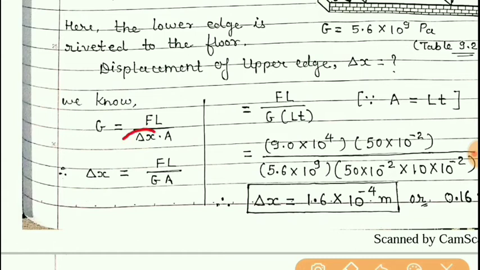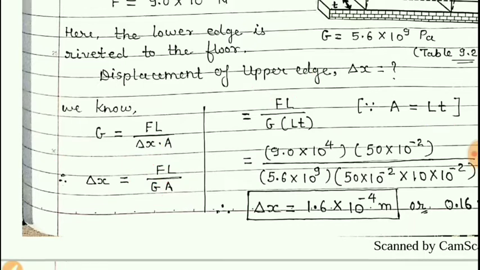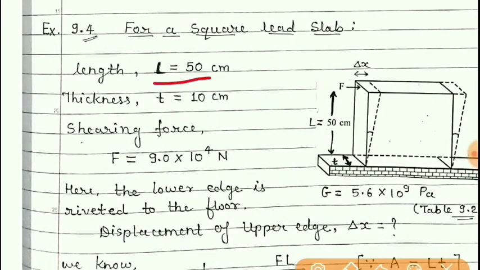Now just make delta x the subject in the above equation. You will get FL upon GA. Force is given, length is also given, G is also given, but cross sectional area is equal to length into thickness, and both this length and thickness are given to us. But remember students, these are given in centimeter, so when we put the values, we have to convert that into meter.